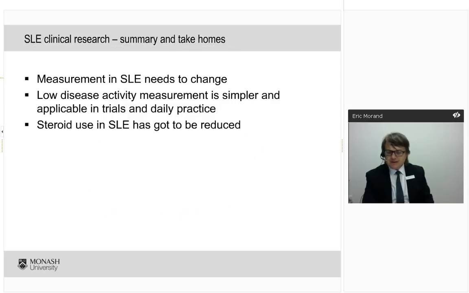So what's the take-home here? Measurement in lupus is very complicated, but has got to be better. We've got to have measurement because we know measurement drives better outcomes for patients across all kinds of diseases. But more work is needed to get better and better ways to measure lupus disease activity. One of those good ways could be the way to measure low disease activity. And we think this could be a measure that can be used in clinical trials and in everyday practice. And by using these measures to drive better treatment, we've got to get steroid use down in lupus because it's causing problems.